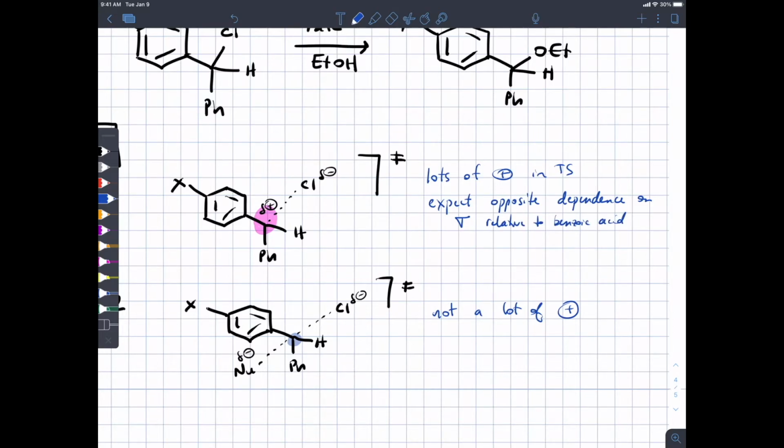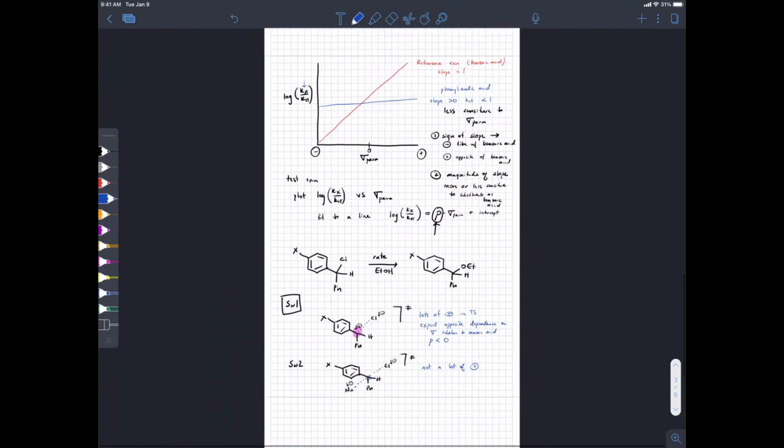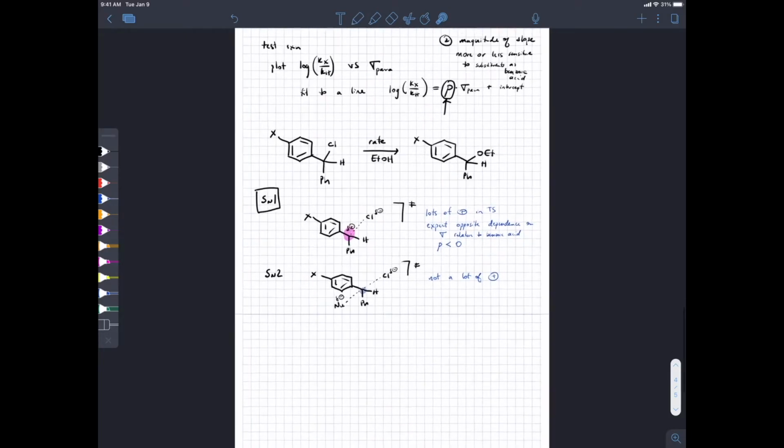Or in other words, we're going to expect a slope, a rho value slope, that is less than 0. We're going to expect to get a negative rho value. If we plotted it up here, we would see a slope that went like that, because the reaction's faster for electron donating groups and slower for electron withdrawing groups.